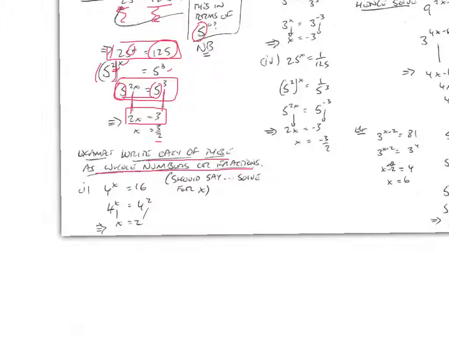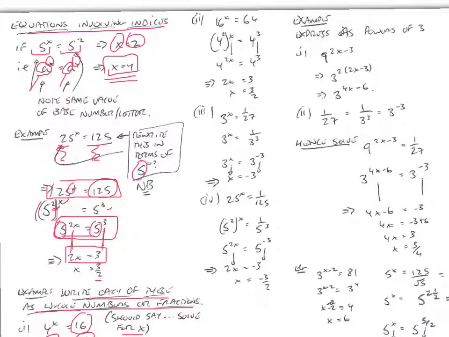Now, the book says write each of these as whole numbers or fractions, when really it could or should say solve for x. So 4 to the x equals 16. I need to rewrite this in terms of a base 4. So I have 4 to the x equals 4 squared. Now I have the two bases the same. I pull down my x and my 2. x is equal to 2.